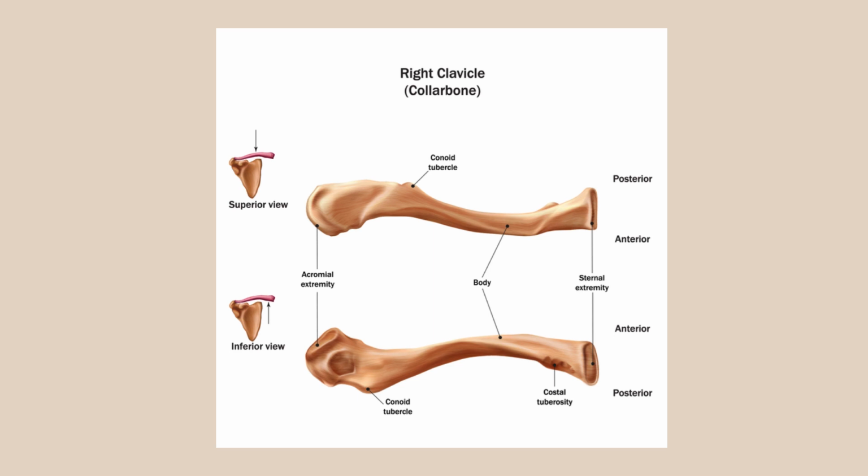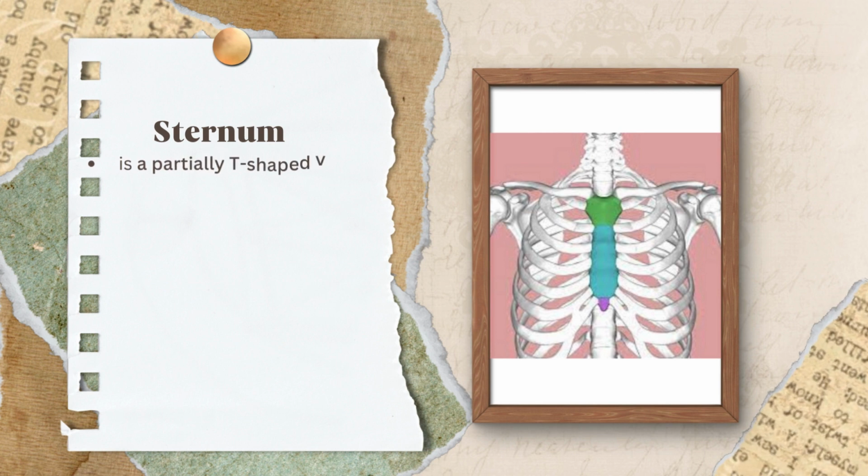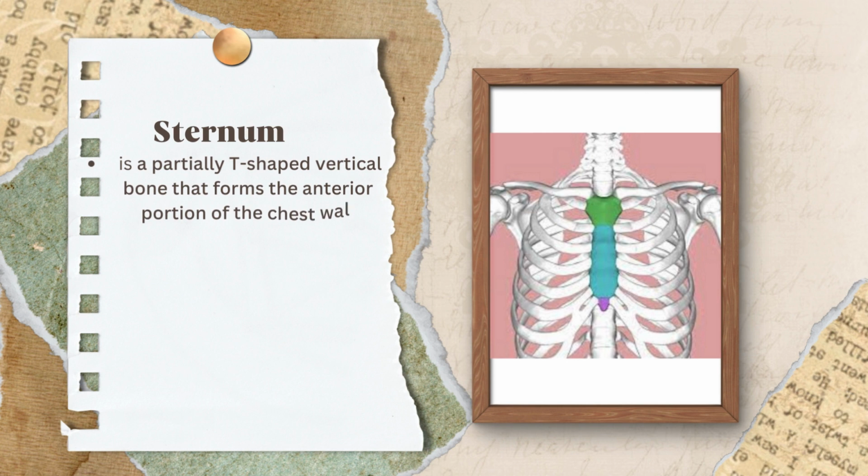The sternum, commonly referred to as the breastbone, is a flat bone located in the center of the anterior thoracic wall. It is a crucial anatomical landmark and provides attachment points for various muscles and ribs. Shape and structure: the sternum typically has three main parts.